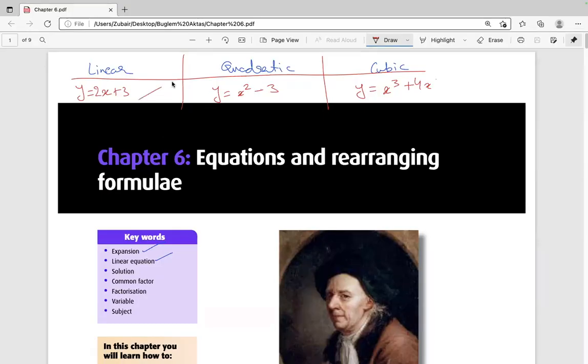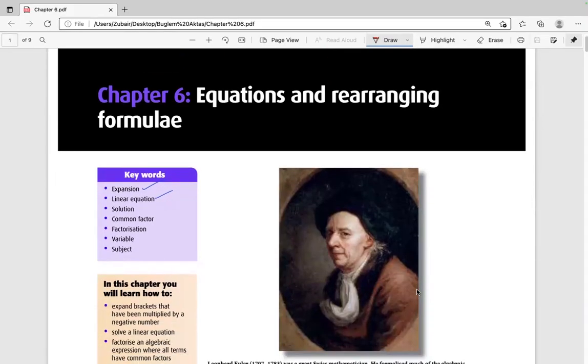So linear is a straight line. Quadratic is either a smiley face or a sad face, whereas cubic has two curves, bending upwards and downwards. So mostly we'll be looking at linear equations. Then solution, obviously, we'll be finding unknowns, and we may be asked where this line crosses the x-axis or y-axis.